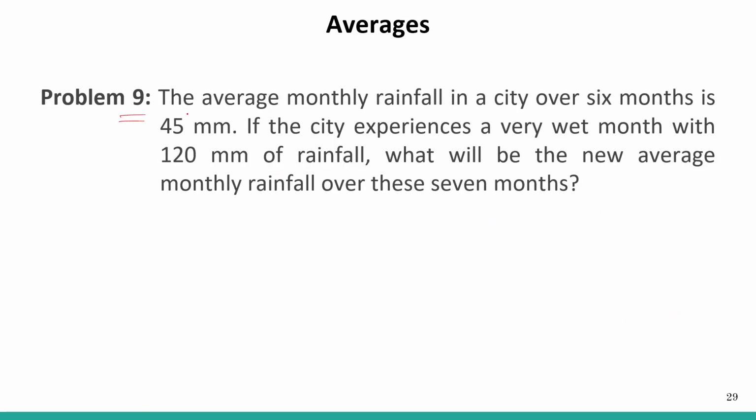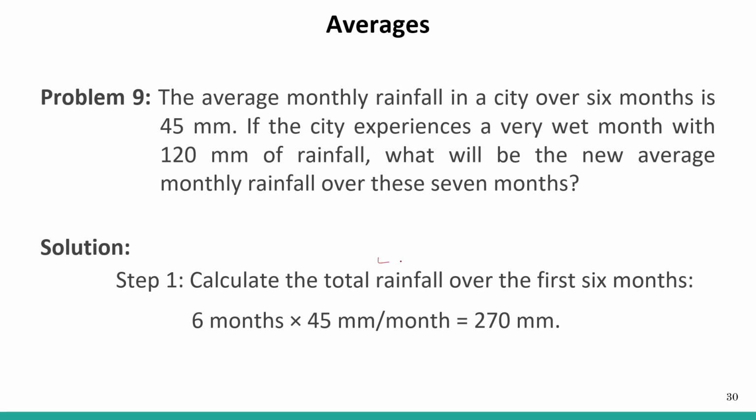Let's see problem number 9. The average monthly rainfall in a city over 6 months is 45 millimeter. If the city experiences a very wet month with 120 millimeter of rainfall, then what will be the new average monthly rainfall over the 7 months?